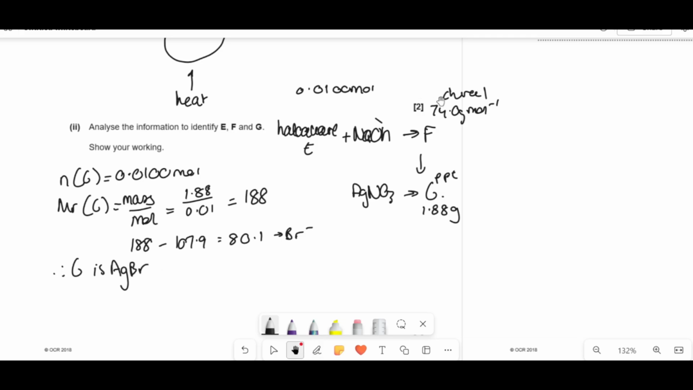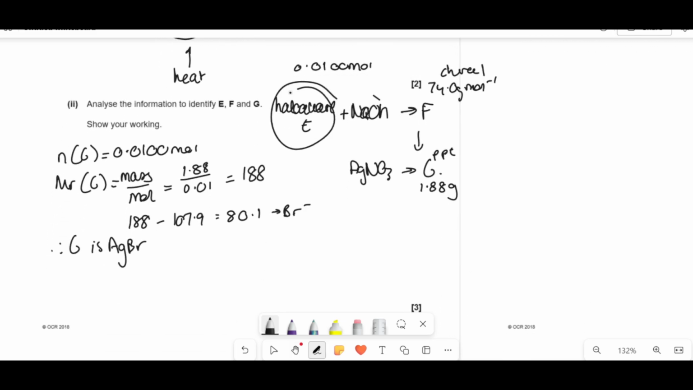Cool. Now, we know that this original haloalkane must have a Br in it. That's what we definitely know. Because when it reacts with this, we get an OH swapping with it, and we get AgBr and so on. So there's that. Now, we know that if we react a haloalkane with NaOH, we're going to make an alcohol, because the Br will swap with the OH, right?